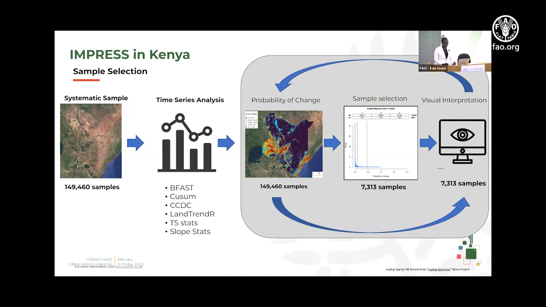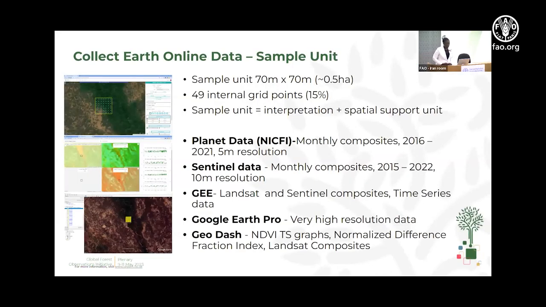And then the visual interpretation was done on the 7,000 points, and this whole process is iterative. When we reach the visual interpretation point and a point seems to need another process of analysis, it can go back to the probability analysis point, and then back again to the visual interpretation point. During interpretation, we had a sample grid or sample design developed for our country, considering the definition of our forest. Therefore we had a 70x70 meter square grid to cater for our 0.5 hectare forest definition. Inside this grid, we had 49 points to be interpreted. This again catered for the minimum value for our forest definition, which is 15%.